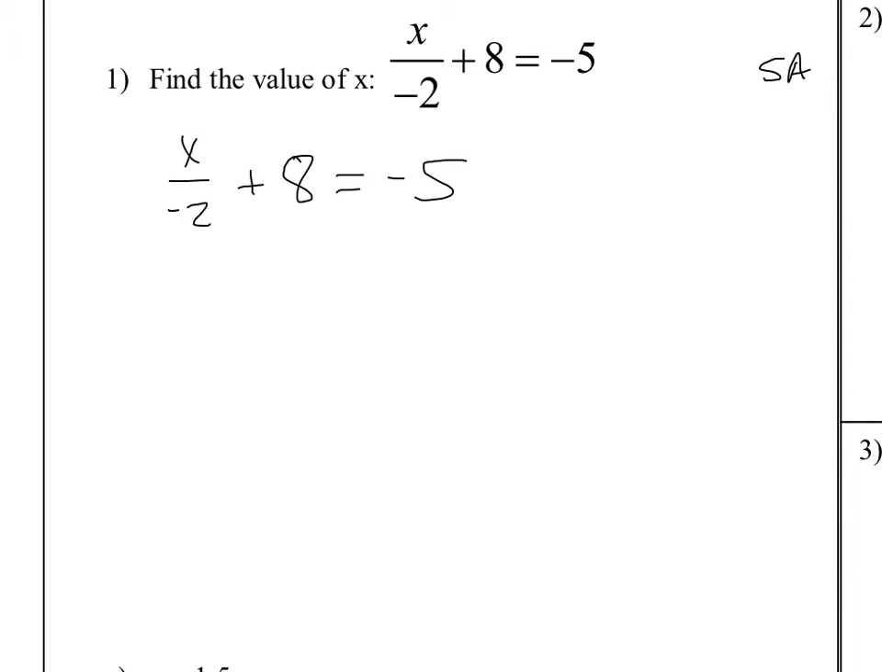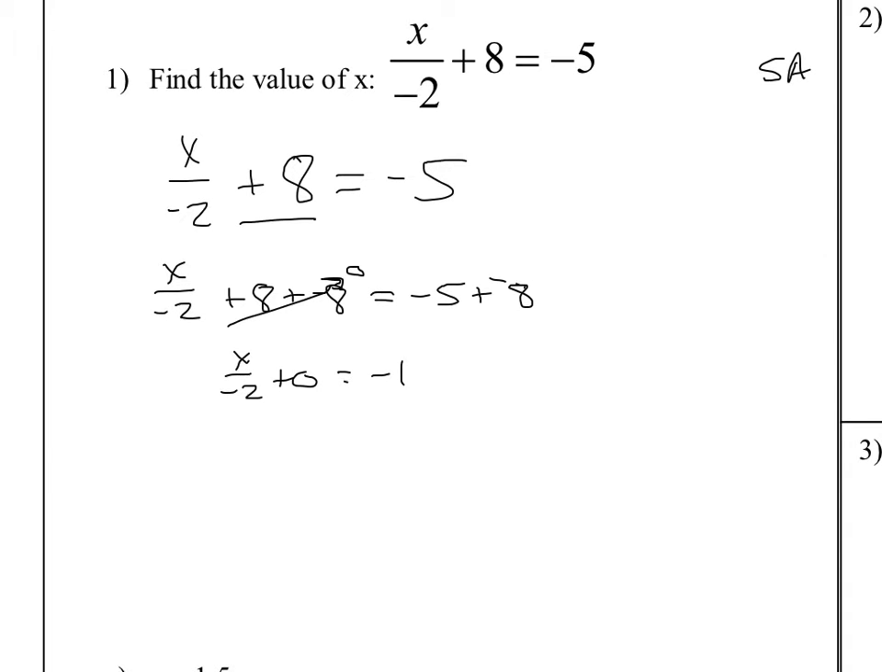negative 5. So I need to do the inverse of this addition first. So I'm going to add the opposite of 8 to both sides, x over negative 2 plus 8, and I'm going to add a negative 8 to both sides, is equal to negative 5 plus negative 8. So when I add these two things up, I know those add up to 0, so that gives me x over negative 2 plus 0 is equal to negative 13.